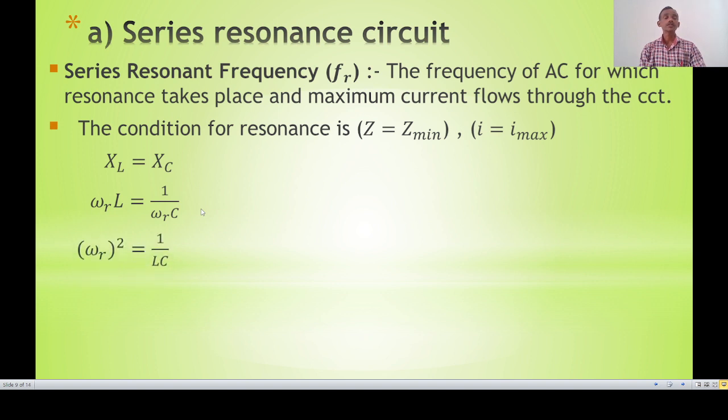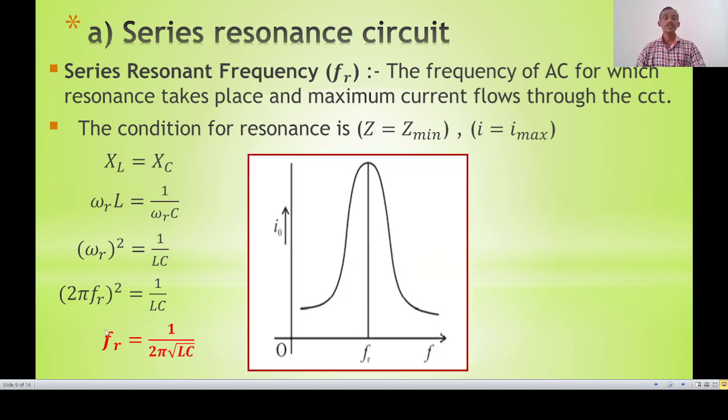That is, (omega R) squared is equal to 1 upon LC. Now, as we know, the angular frequency omega R is related to the frequency of the AC as 2 pi FR is equal to omega R. Therefore, we can write (2 pi FR) squared is equal to 1 upon LC. From this relation, FR, that is the series resonance frequency, is equal to 1 upon 2 pi under root LC. That is the resonance frequency.